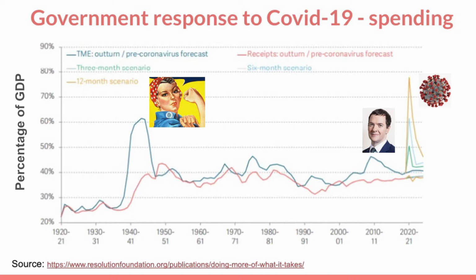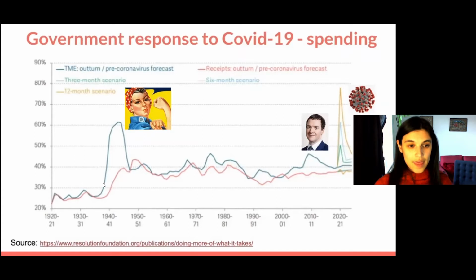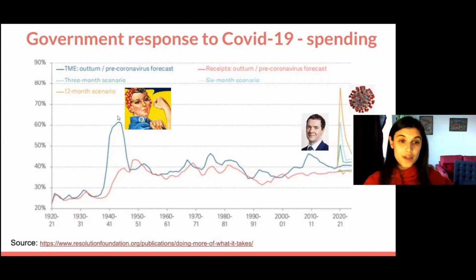And I've taken it from a paper by the Resolution Foundation, I've got the source at the bottom here, which I would recommend anyone reads if they want to, in terms of the macroeconomic response to this crisis. But what we've got here is a graph that shows there was a big spike in government spending in the 1940s over here. So this was in response to the Second World War. There was a huge spike in spending.